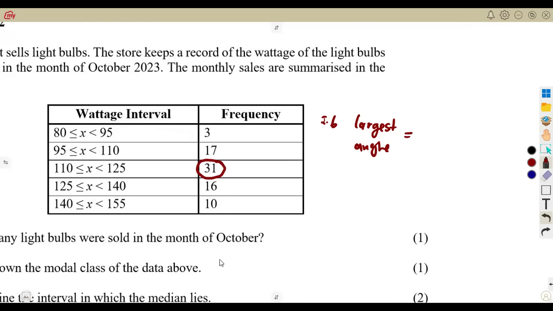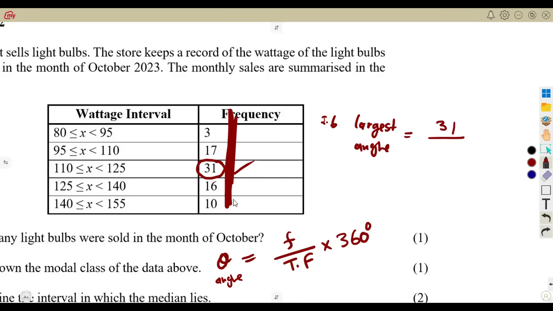Remember, the angle, which is theta, is simply taken from the frequency over the total frequency times what? 360 degrees. That is to calculate the angle. So the angle that we need, which is the largest, we are going to need the largest value in terms of the frequency, which is 31. So that is 31 over what? The total frequency. What was the total frequency? Remember, when we added this, we got 77.